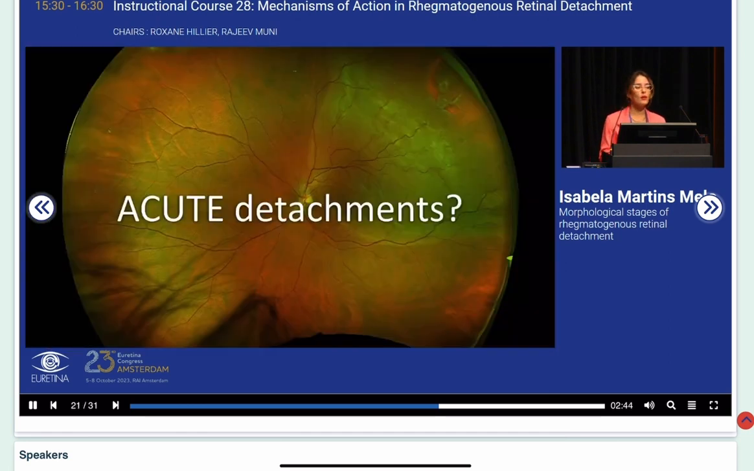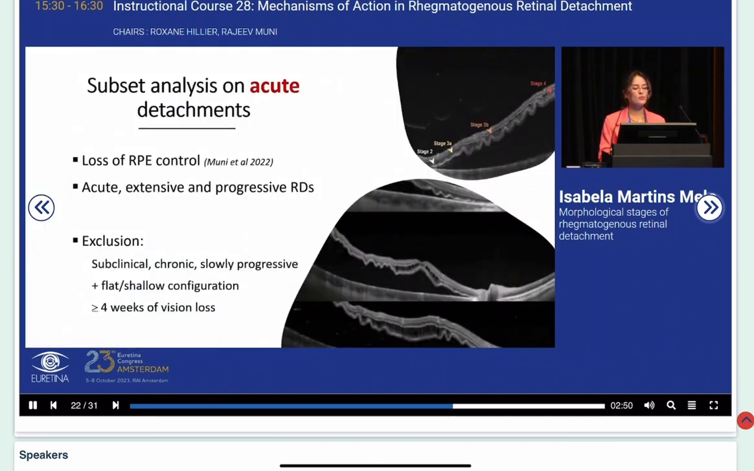But we know that obviously detachments of several weeks can do worse, but what about acute detachments? So we tried to do a subset analysis only in acute detachments, meaning those that had loss of RPE control, as Dr. Mooney discussed, acute, extensive, and progressive RD. So we excluded subclinical, chronic, and slowly progressive detachments that had that flat configuration on imaging or had 4 or more weeks of vision loss.